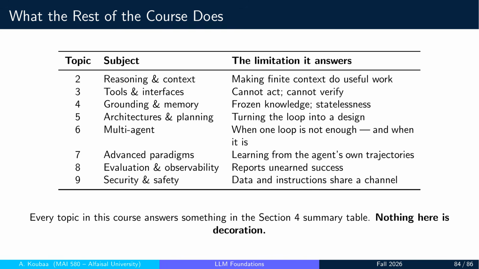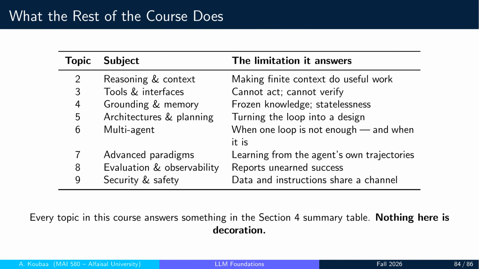Topic 2, reasoning and context, making a finite context do useful work. Topic 3, tools and interfaces. It cannot act and it cannot verify. Topic 4, grounding and memory, frozen knowledge and statelessness. Topic 5, architectures and planning, turning the loop into a design. Topic 6, multi-agent, when one loop is not enough, and equally when it is.